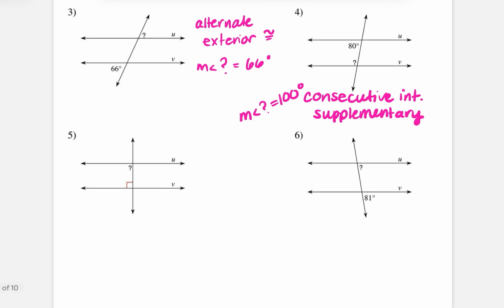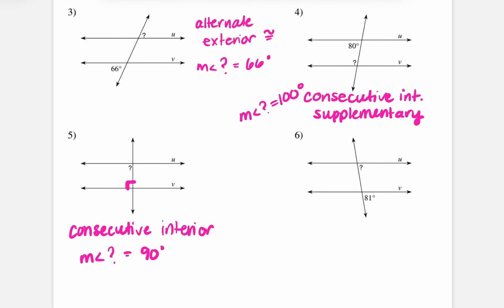Number five, we have a question mark and we have a red box that indicates 90 degrees. The red box indicates a right angle is 90 degrees. So they're on the same side of the transversal and they're both inside the parallel lines. These are also consecutive interior. And the angle that we need to find is going to be 90 degrees.